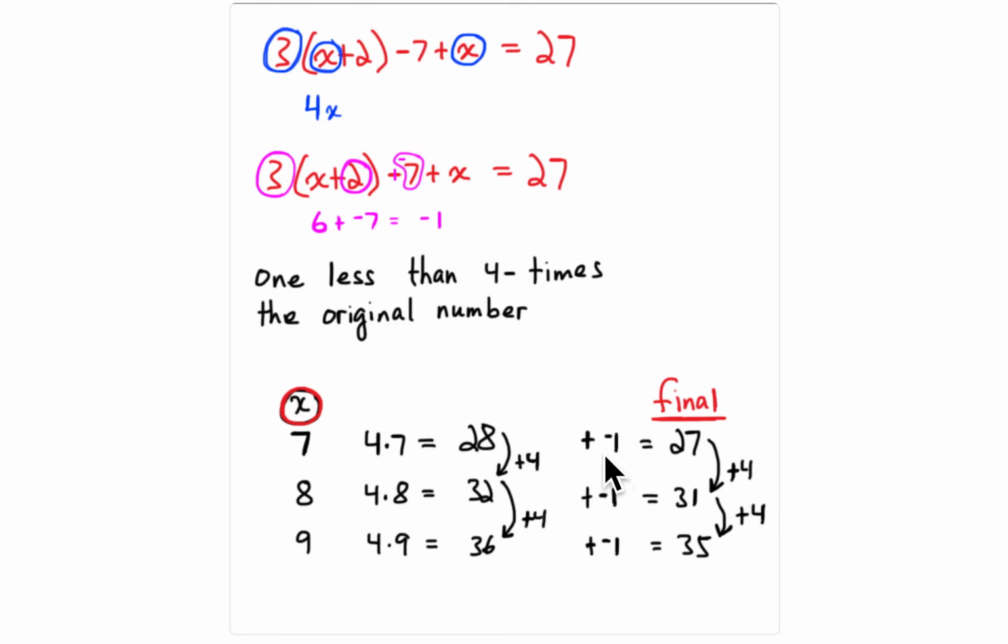And so if it's 1 less than each of these numbers, the final value, if you choose 7, is going to be 27. If you choose 8, it's going to be 31. If you choose 9, it's going to be 35.